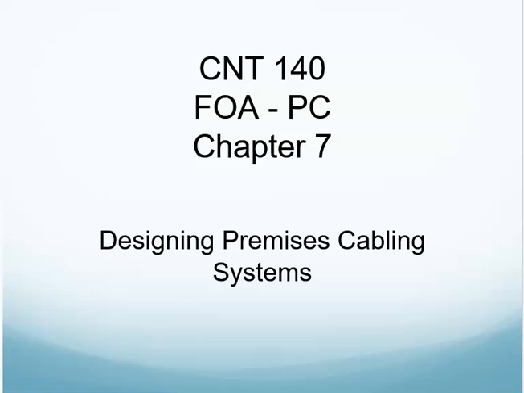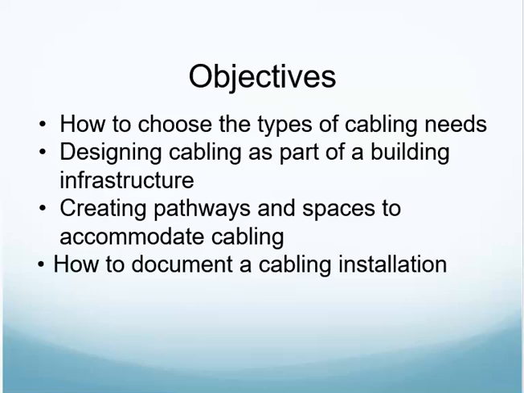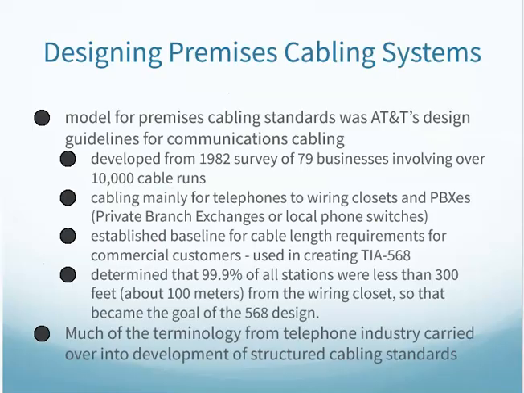Alright, CNT140. We're looking at Chapter 7 on designing our premise cabling system. Here we'll look at some of the cabling, closet requirements, those sorts of things for our cabling system. The nice part about this chapter is it's going to review some things we've already done in the lab and in our bid specification project, and actually serve as a reminder of lots of things that we've talked about and bring it back to the surface of why we're doing certain things. So let's dig in and start working our way through.